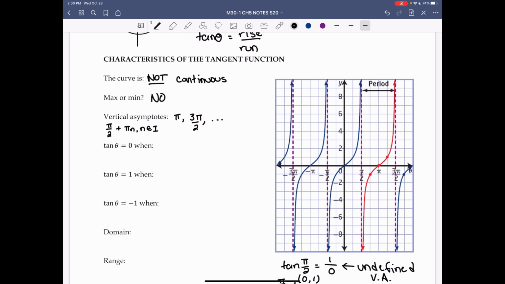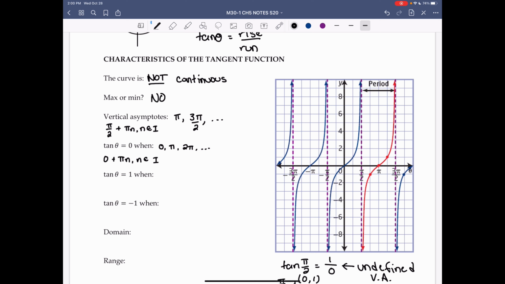When does tan theta equal 0? We just saw that as well. That started at 0 and pi, 2 pi, etc. So 0 plus pi n, where n is an element of the integers, or just pi n, where n is an element of the integers.